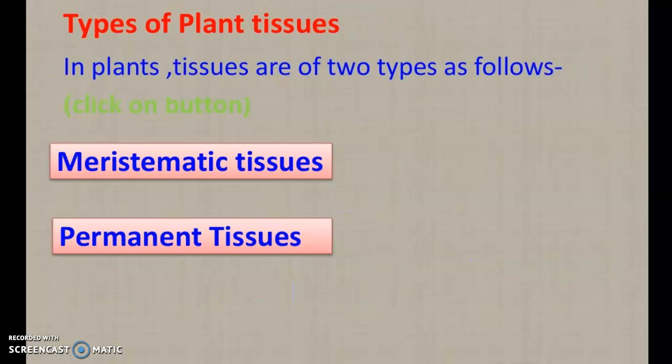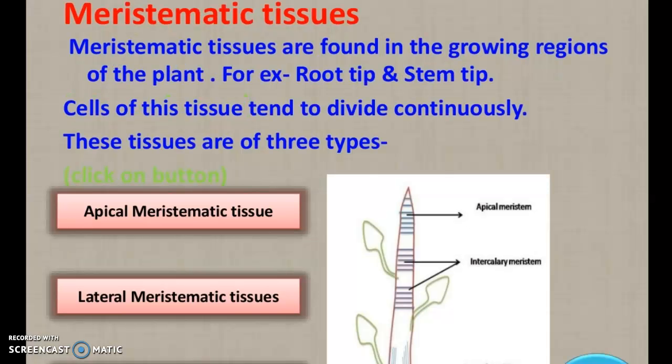Types. Plant tissues are of two types, meristematic tissue and permanent tissue. Meristematic tissue is present in the growing region of the plant, like the tips of the roots and the tip of the stem.